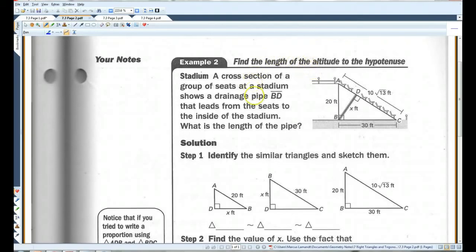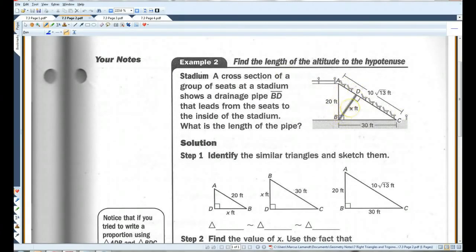A cross-section of a group of seats at a stadium shows a drainage pipe, BD, that leads from the seats to the inside of the stadium. What is the length of the pipe? Okay, so this is what we have. We have this triangle and an altitude drawn like so.